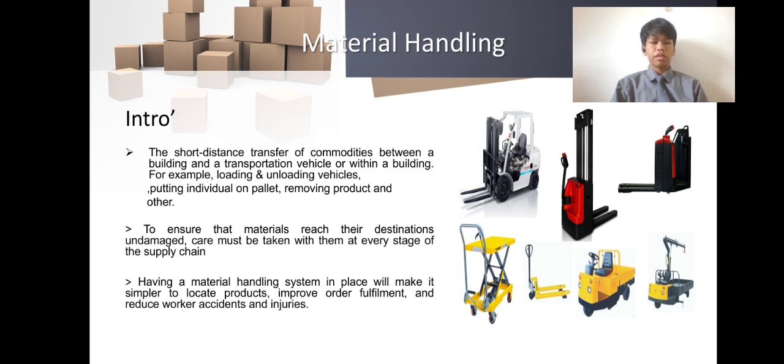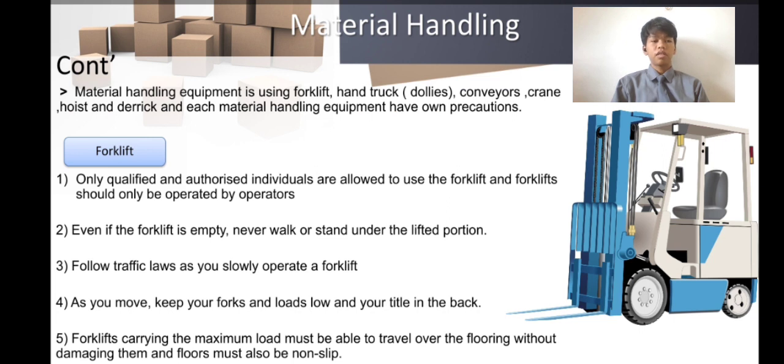So this is my content. I'm gonna explain you about material handling. So material handling is equipment using forklift, hand truck, conveyor, crane, hoist and derrick, and each material has its own precaution. So forklift is used for transporting pallets and is ideal equipment just for lifting and moving heavy loads.